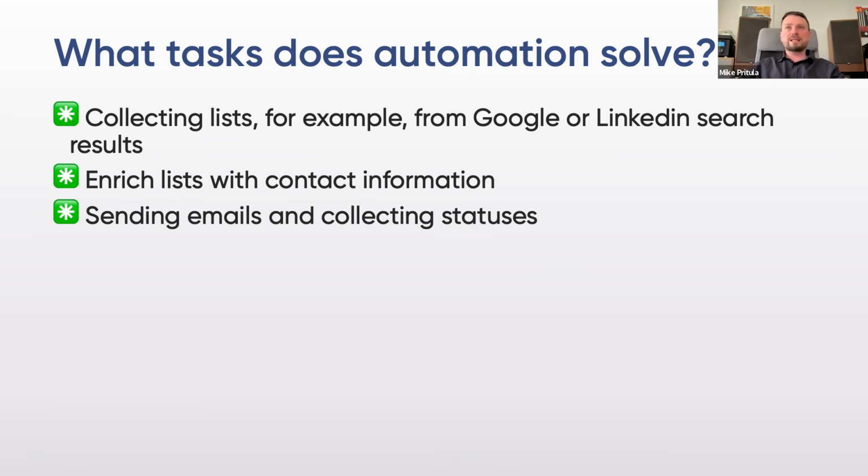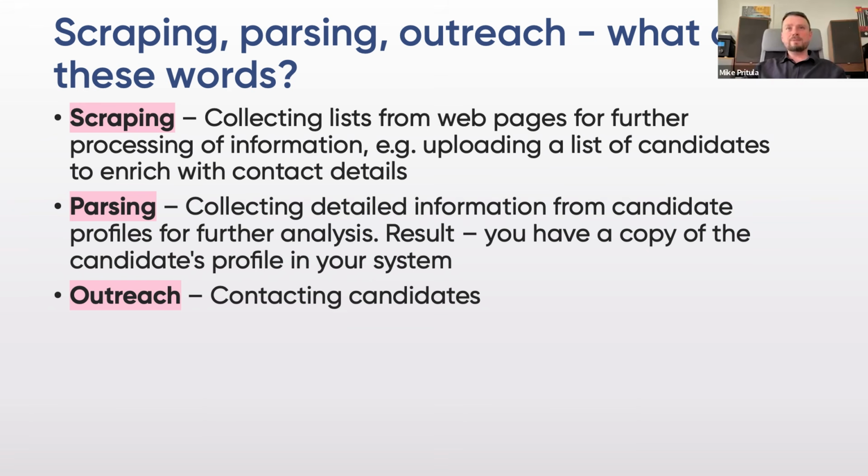What tasks does automation solve? Collecting all kinds of lists. For example, from Google search results or LinkedIn search results, automation allows you to do this. So you don't need to manually transfer people one by one into a spreadsheet. Enriching the list with contact information, sending out emails, and collecting statuses. These are the three key tasks that recruiting sourcing automation tools solve, and it's also where the most time is spent.